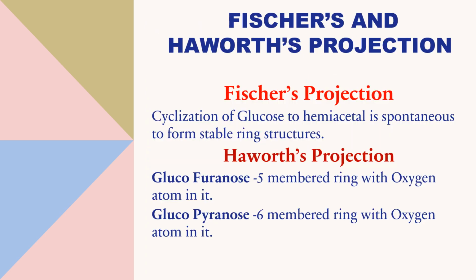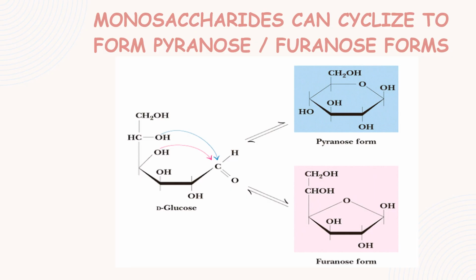Fischer's and Haworth's projection. Fischer's projection: cyclization of glucose to hemiacetal is spontaneous to form stable ring structures. Haworth's projection: glucofuranose is a 5-membered ring with an oxygen atom in it and glucopyranose is a 6-membered ring with an oxygen atom in it. Monosaccharide can cyclize to form pyranose or furanose form. See, this is D-glucose. It can be cyclized to form pyranose form like this and also it can be cyclized to form furanose form like this.